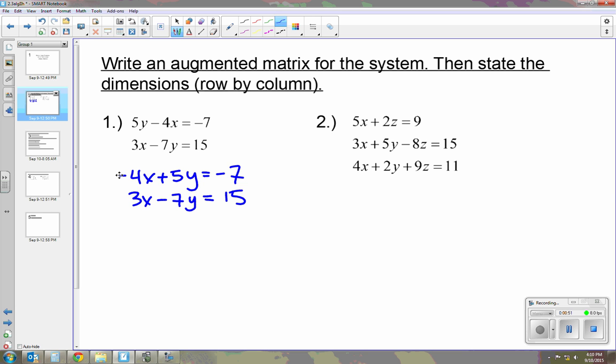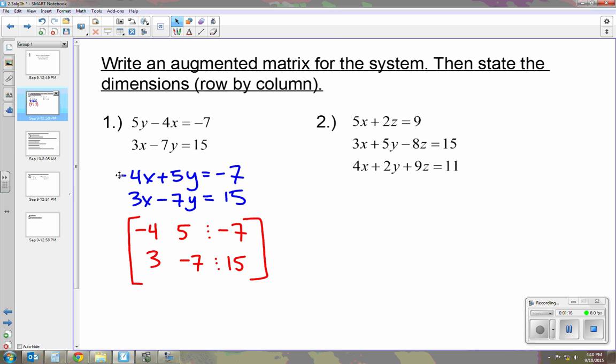And now an augmented matrix is when we write down the coefficients and the constants in a matrix. So it'd be negative 4, 5, negative 7, 3, negative 7, 15. And this is our augmented matrix. And this is going to help us enter our information into our calculator. The other piece we need to know are the dimensions, and we do this by row, by column. This matrix has 2 columns and 3 rows. So this is a 2 by 3 matrix.